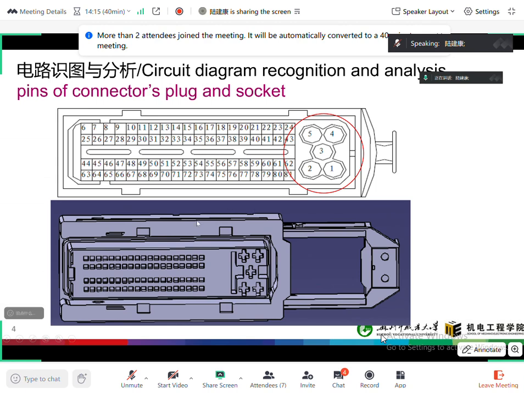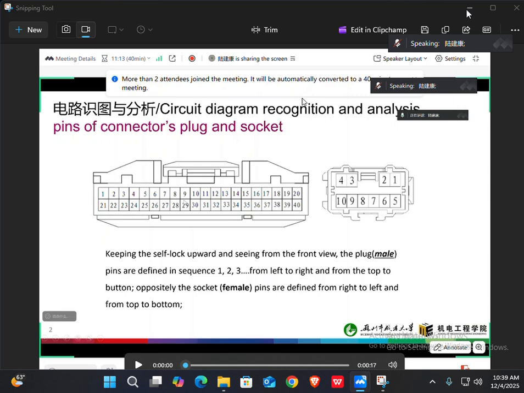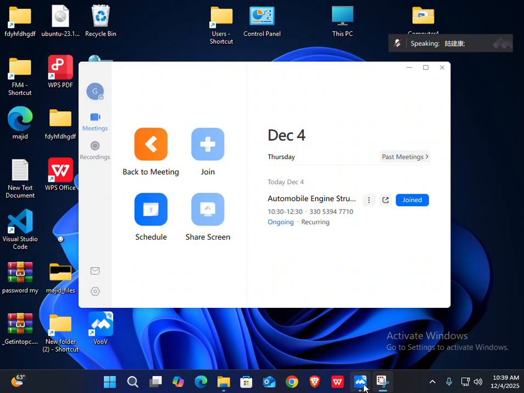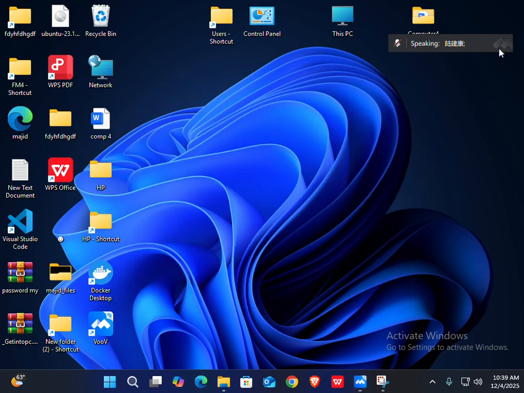And this is a big connector, normally used in VCU or ECU. And here it's a little bit special. Number 1, number 2, number 3, number 4, number 5, a little bit special. And number 6 is from here. So this is a little bit special.